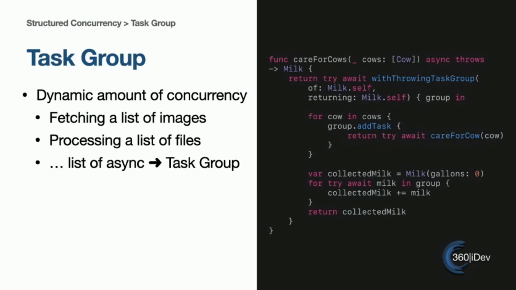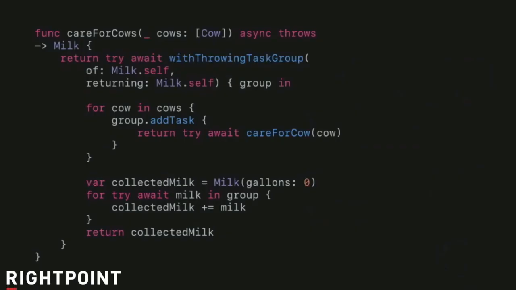Task groups come in 2 flavors, a throwing and a non-throwing variant, depending on your use case. Let's look a little bit closer at the ergonomics of using a task group. So we're creating this task group using the withThrowingTaskGroup function, and it takes in a few parameters. The first here being the return type of the child task. The second being the return type of the group itself. Notice here that the first parameter being just milk, all of our child tasks have to return milk.